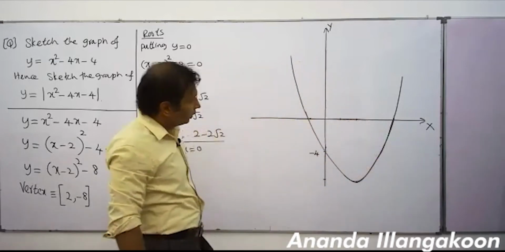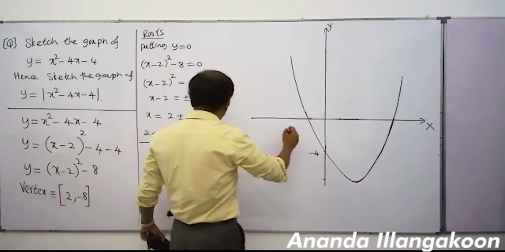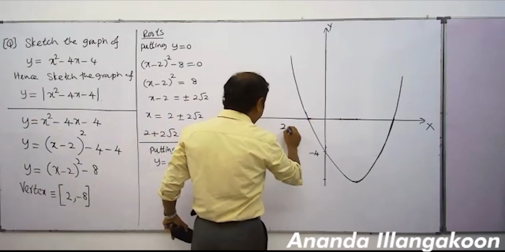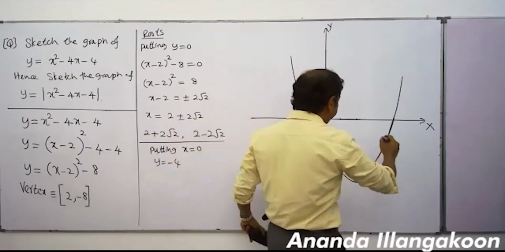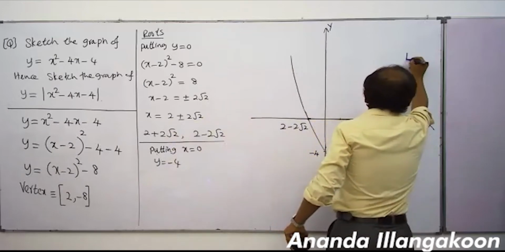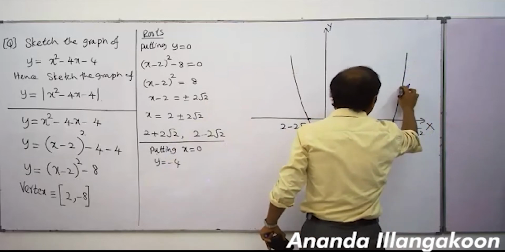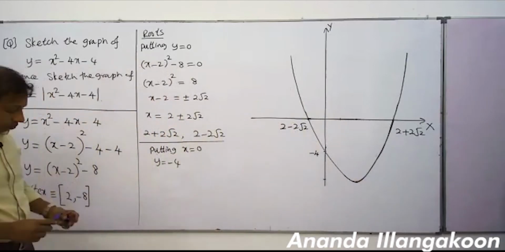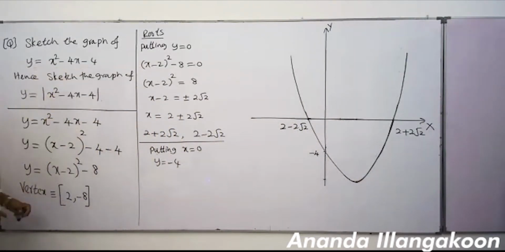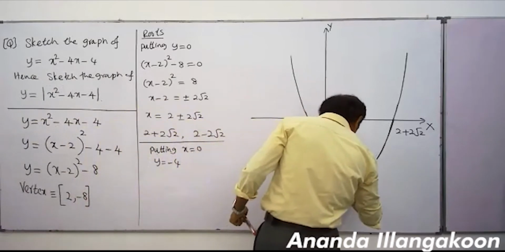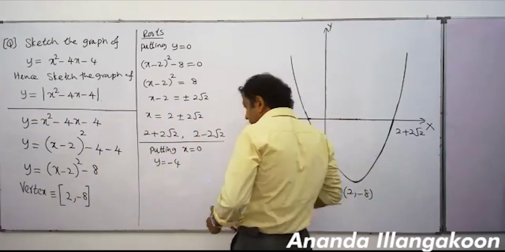This is the graph. 2 minus 2 root 2, this point. 2 plus 2 root 2, this point. Right, this is the graph with the equation this. Now, this point is 2, minus 8, no? 2, minus 8. Yeah.